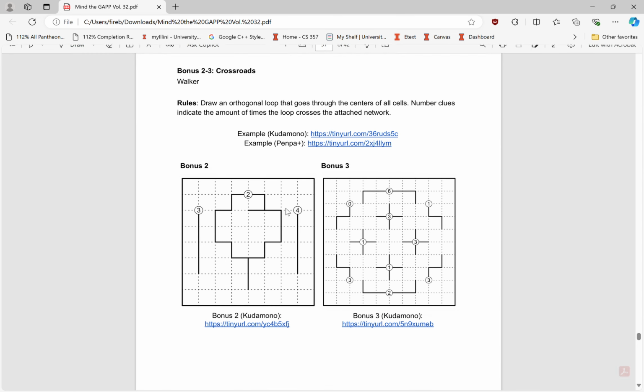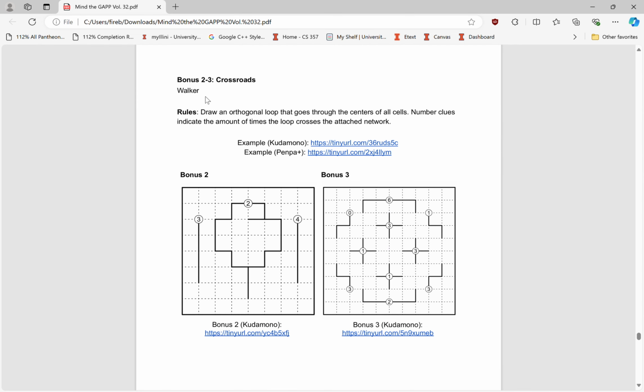So, let's see. 2 and 3 are both crosswords. Or crossroads, my bad. Draw an orthogonal loop that goes through all cells. Numbers indicate the number of times the loop crosses the attached network.